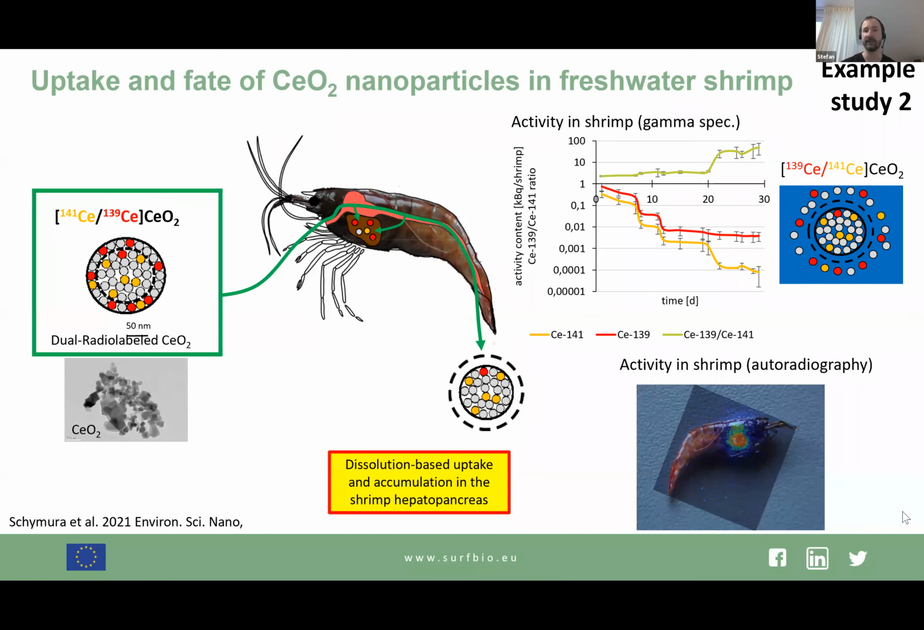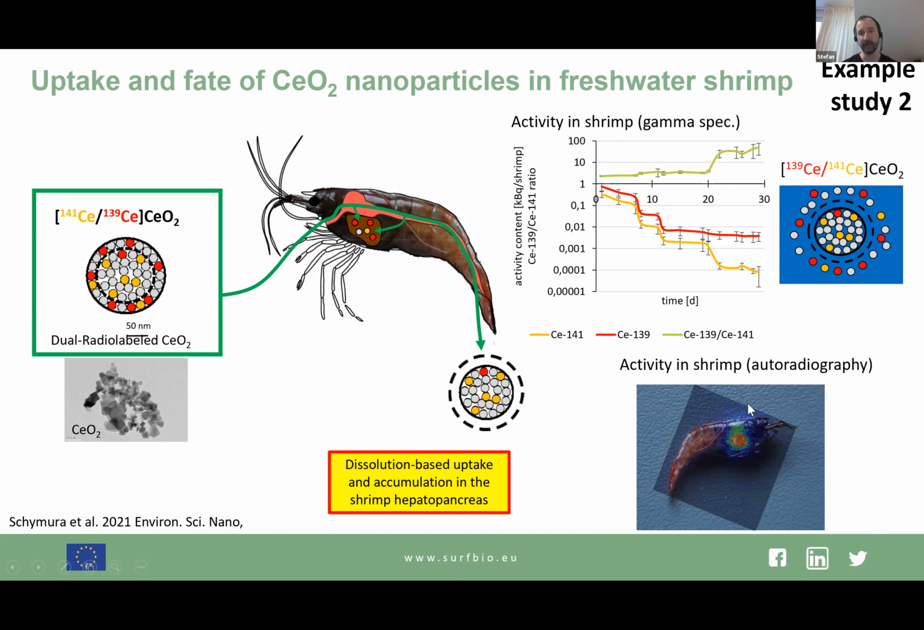And as you can see here, after day 20, the radionuclide ratio jumps by an order of magnitude, and cerium 139 does not get eliminated any more from the shrimp, while the cerium 141 still goes. So we have an accumulation in the end of the cerium 139 that remains in the shrimp.